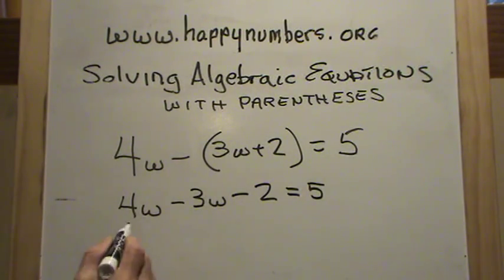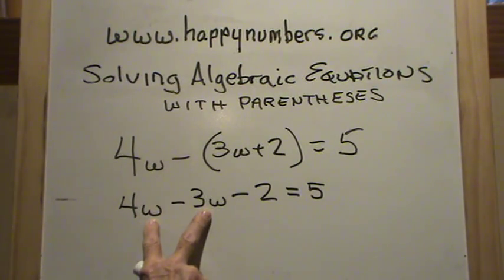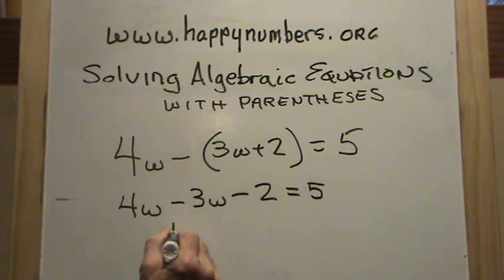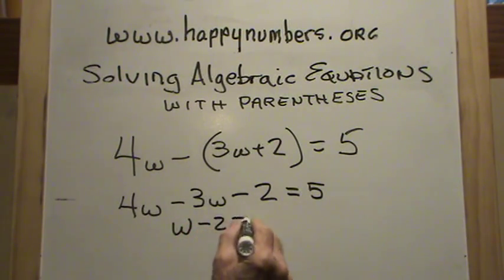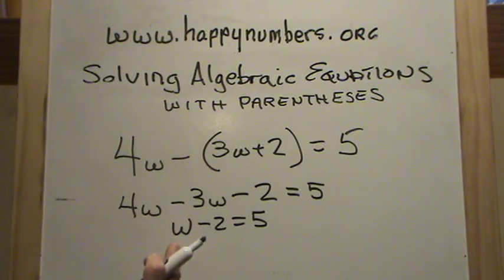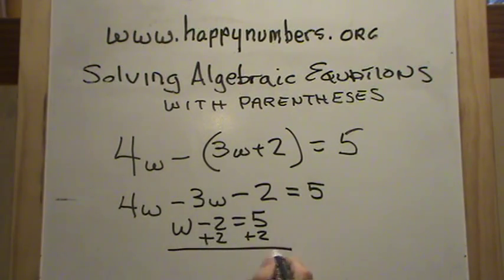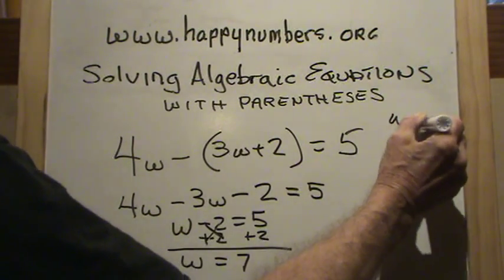Now I have two like terms here. I have a 4w and a 3w. I can combine these. 4w minus 3w gives me w minus 2 is equal to 5. Now I want to get w by itself, and I have a negative 2, so I'll use the opposite or inverse, positive 2. When I combine the positive and negative 2 it goes away, equals 5 plus 2 is 7. So w is equal to 7.